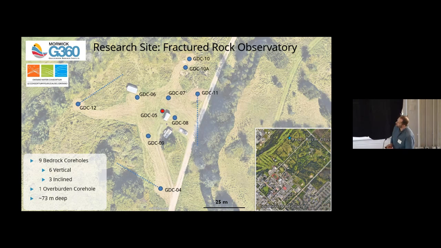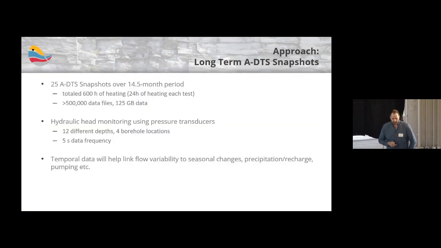And we did a long-term experiment in the center borehole here highlighted in red, this GDC5 borehole, where we conducted 25 24-hour A-DTS snapshots throughout a duration of about 14.5 months, so almost bi-weekly. And then we also had lots of other instrumentation at the site. So we monitored hydraulic head at 12 different depths throughout this sequence in 4 different boreholes, so we can start looking at hydraulic and vertical gradients as well to try and link the hydraulic response to the flow response that we're measuring. And the idea here is again to get some temporal data to see how this flow is changing throughout this period.